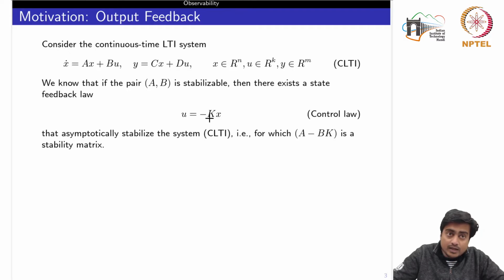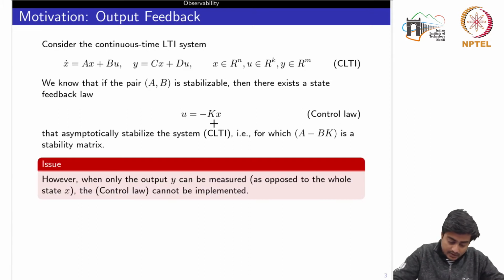Now if the pair A, B is controllable, then we can achieve much more performance specification by designing this state feedback gain matrix K. Here you would see that for computing the control law u, you need the information of the state signal. However, when only the output y can be measured as opposed to the whole state x, the control law cannot be implemented, right? Because if you do not have the direct measurement of the signal x and you only have the direct measurement of the signal y, then you cannot implement this control law. You need the information about the state signal.